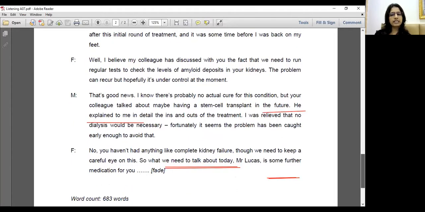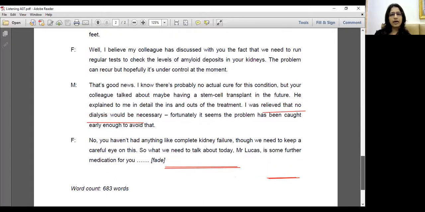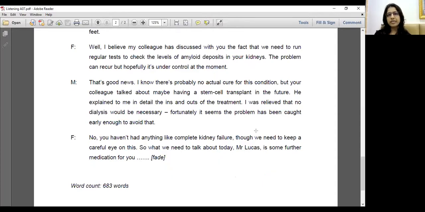So this is another activity you can do to improve your understanding of patients' language, because their way of describing symptoms will be different from what you have learned in your textbooks. And then "keep a careful eye." To keep an eye on something is to monitor something. "We need to keep an eye on your blood pressure" means we need to monitor your blood pressure.